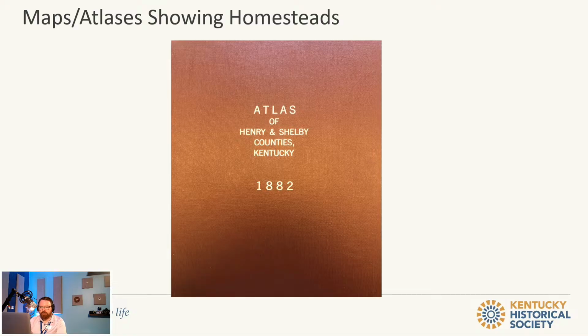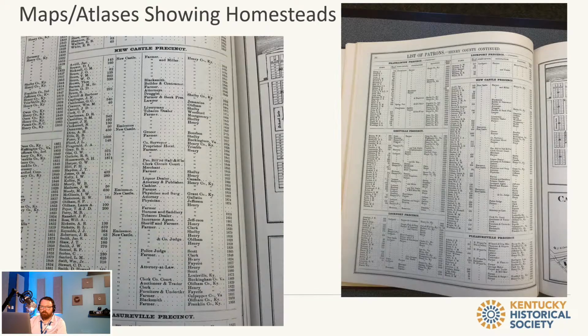Here's a cover of it. Basically, it's just a very plain looking book. It's a pretty decent sized book. And then here's kind of the examples of the charts I was talking about previously. So it'll list the landowner or the homeowner in their precincts, and then in the next column over, it'll have their acreage, and then, like I previously mentioned, the nearest post office, and then what their occupation is, and all that kind of stuff.